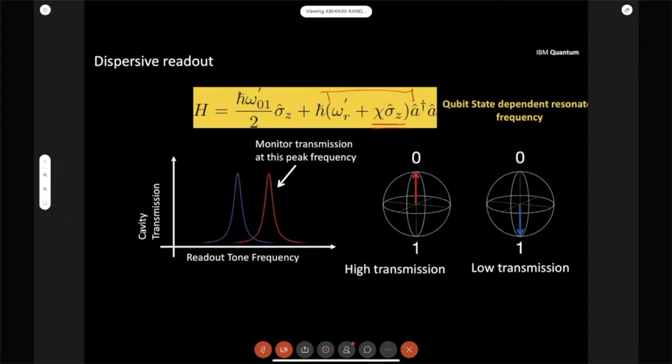So defining the transmon as a perfect qubit. Okay. This figure here describes what that equation is trying to say. You have one resonator frequency here in the red when the qubit's in the zero state, and then the blue when the qubit's in the one state. So if you park your frequency at, say, this peak, and then you probe the transmission, you'll have high transmission if you're in the zero, and low transmission in the one. This is a way in which you can measure the state of your qubits. Okay.